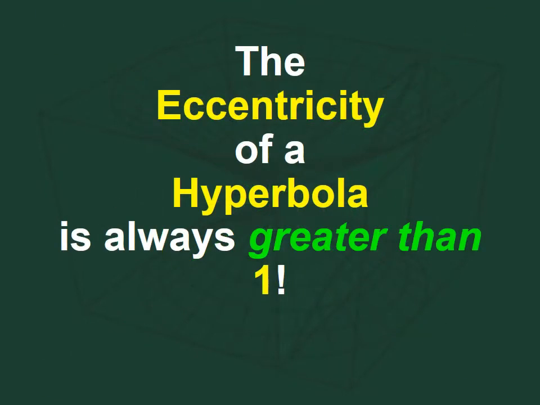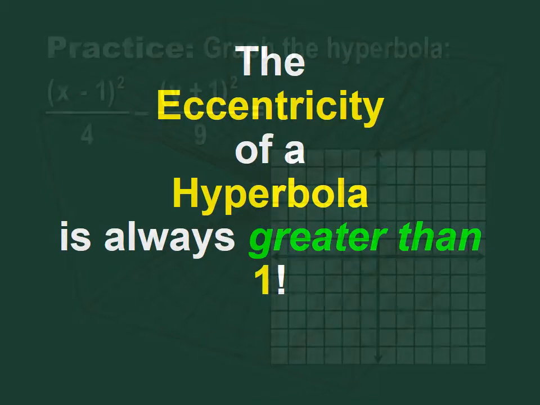So the eccentricity of a hyperbola is always going to be greater than 1. If you calculate an eccentricity of a hyperbola and it's not greater than 1, then either you're not looking at a hyperbola or you calculated your A, B, and C incorrectly. So it should always be greater than 1 when you calculate the eccentricity of a hyperbola.